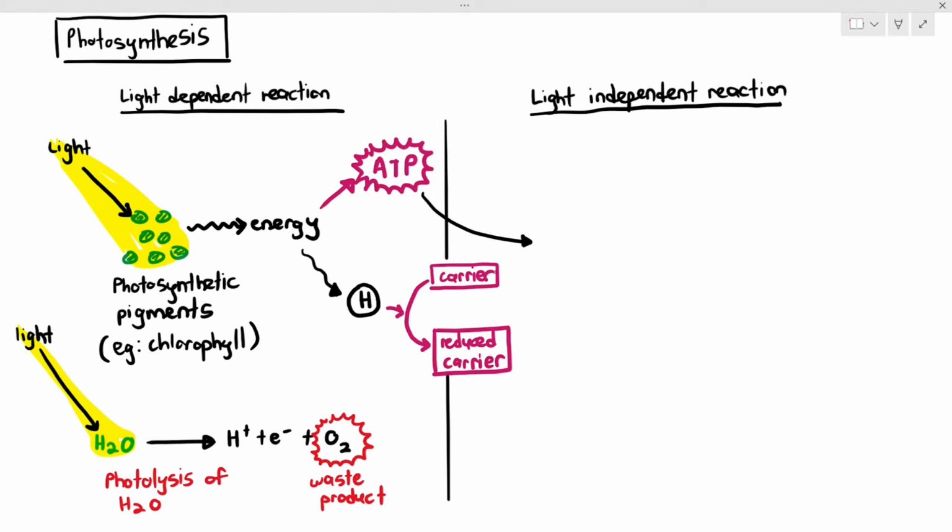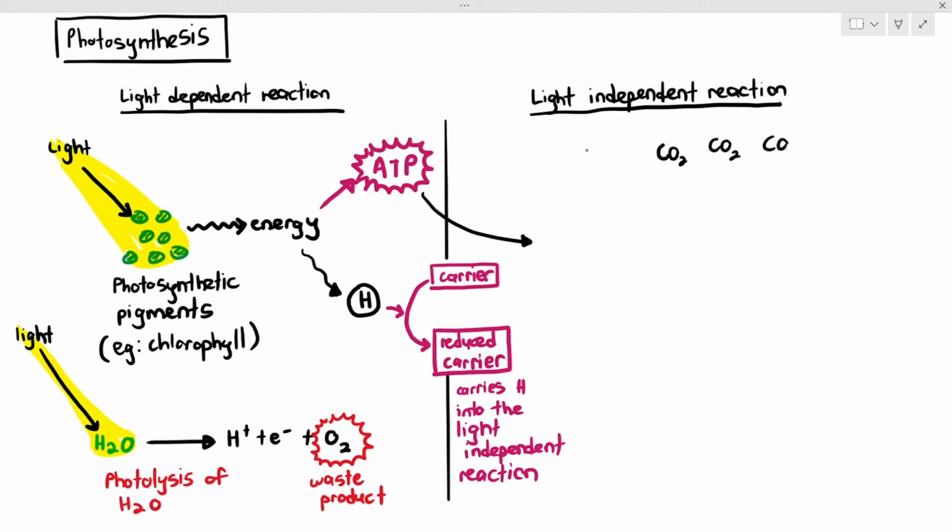Some students will ask, is the name of the carrier the same? Is it NADs and FADs? No, the name of the carrier is slightly different. We will talk about that later too. So once the carrier becomes reduced, what will happen is it will carry the hydrogen atom into the light independent reaction. So what exactly is the light independent reaction all about?